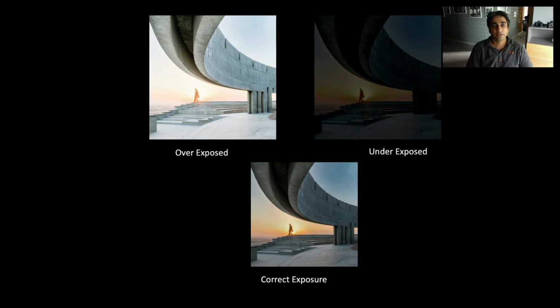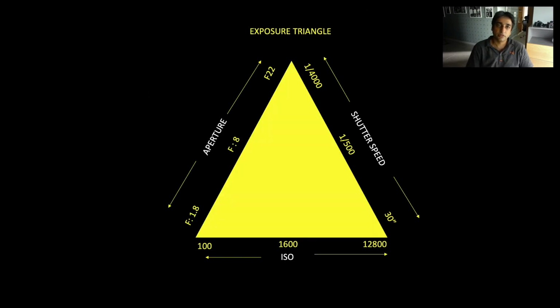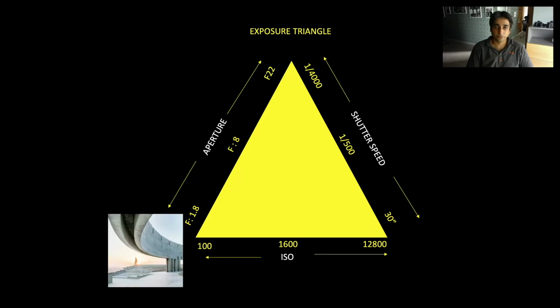The three images here seem to be too bright, too dark, and correct. So they are termed as overexposed, underexposed, and balanced exposed. We need to capture correctly exposed images. Using a combination of aperture, shutter, and ISO, we can achieve the right exposure. In this video, we will be talking only about ISO and its impact on exposure.